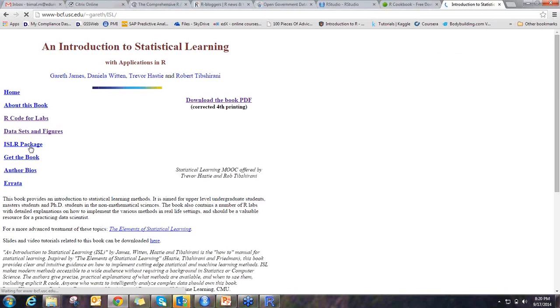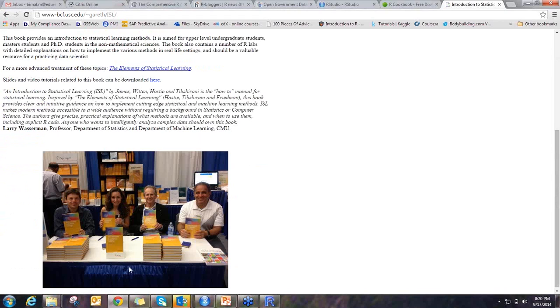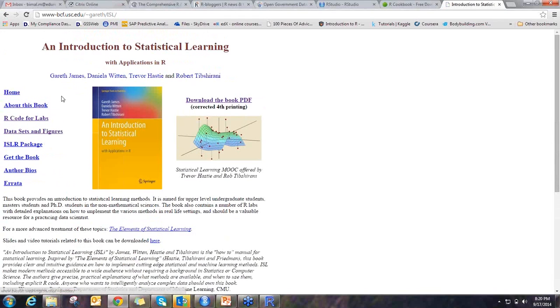You can download this book from here, which is available free of cost, and you can get yourself working with this book. These are the 4 authors of this book, and they teach at this particular university. They have also given you all the code that they have used in this book. You can download the code and the data sets and everything that are used in this book from here. So this is a really good book for anyone who wants to learn statistics and R both.